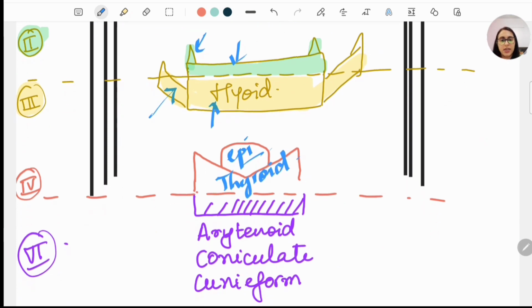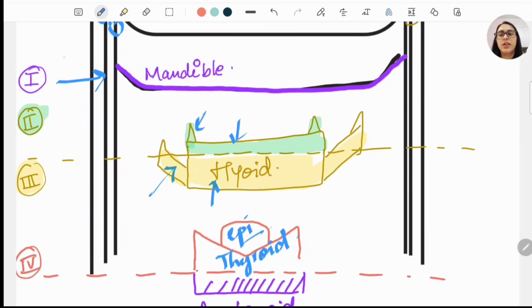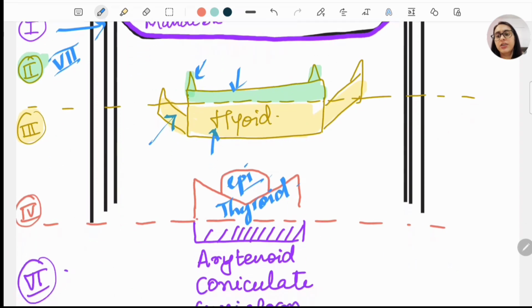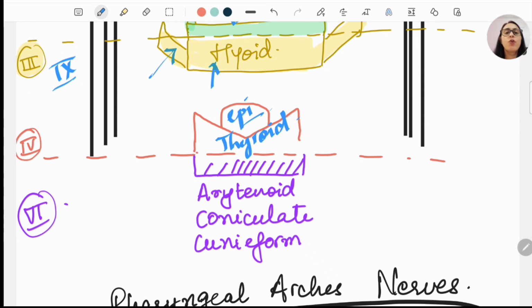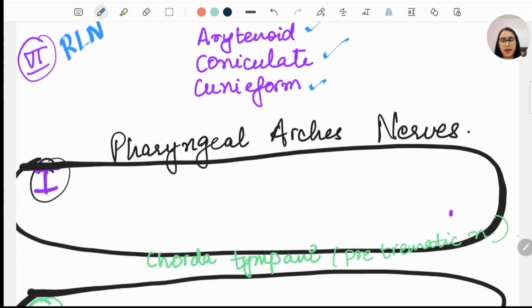And the sixth pharyngeal arch. Remember, the first pharyngeal arch is supplied by the fifth cranial nerve, the trigeminal nerve, the second pharyngeal arch via the seventh cranial nerve, the facial nerve, the third via the ninth cranial nerve, the glossopharyngeal nerve, and the fourth and sixth via the vagus nerve. The fourth is by the superior laryngeal nerve and the sixth is via the recurrent laryngeal nerve. The derivatives of the sixth pharyngeal arch are the cricoid, cuneiform, arytenoid and corniculate cartilages.